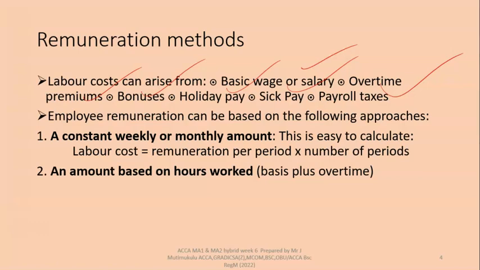Let's say in every week you are going to be paid $80. If you are paid $80 per week, then if you worked for 4 weeks, your pay would be $80 multiplied by 4, and this gives us $320. So you can see that this one is a bit easier to compute. Then we've got an amount based on hours worked, that is basic plus overtime.